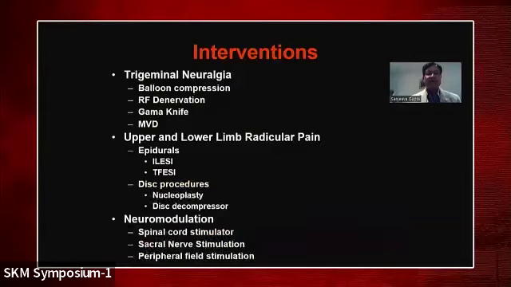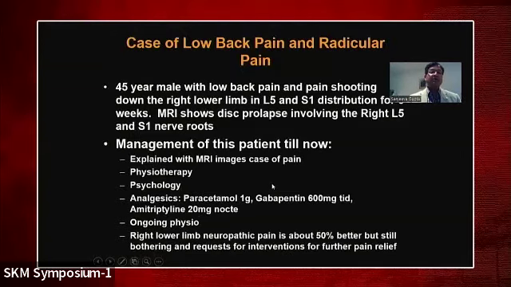That's my personal experience. Interventions: if you look at trigeminal interventions, balloon compression, microvascular decompression, or even radiofrequency denervation can be used. For upper and lower limb radicular pain, epidural and disc procedures, and in some cases, neuromodulation can be included.